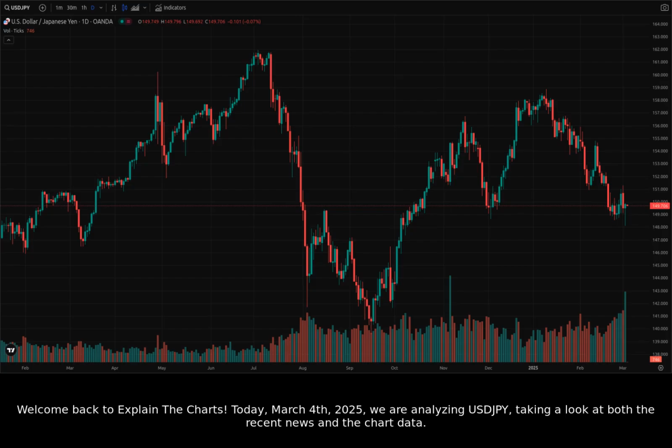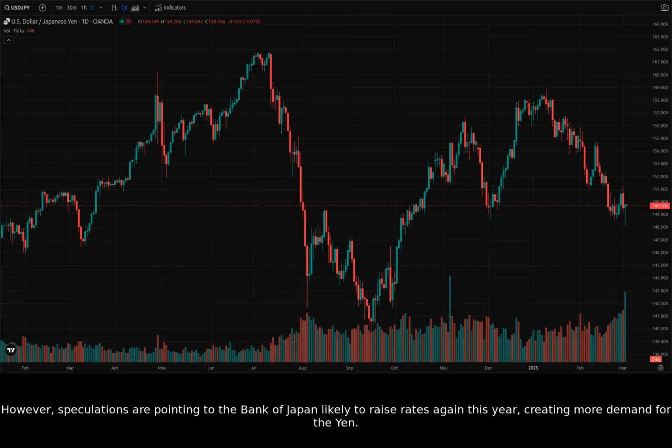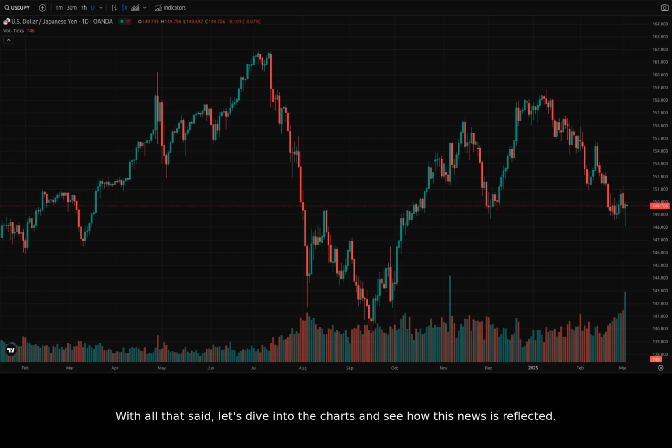Today, March 4th, 2025, we are analyzing USDJPY, taking a look at both the recent news and the chart data. Recent news indicates that the USDJPY has slumped to near 148.40, a fresh, almost 5-month low. The Federal Reserve is considering rate cuts in June. However, speculations are pointing to the Bank of Japan likely to raise rates again this year, creating more demand for the yen. With all that said, let's dive into the charts and see how this news is reflected.